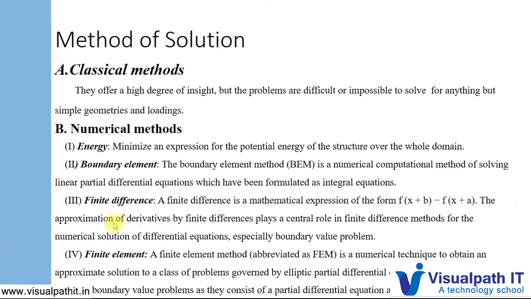The approximations of derivatives by finite differences play a central role in the finite difference method for the numerical solution of differential equations, especially boundary value problems. These boundary value problems are specifically important because they are mostly flow problems, or where the flow is going to happen. So there we use finite difference methods. Now we have finite element method.